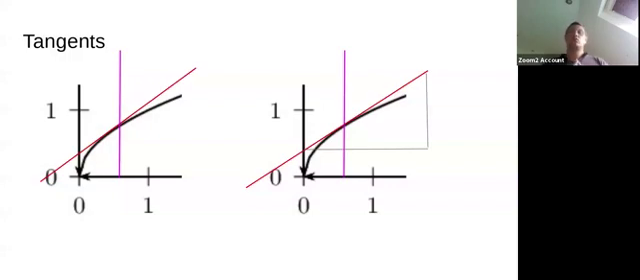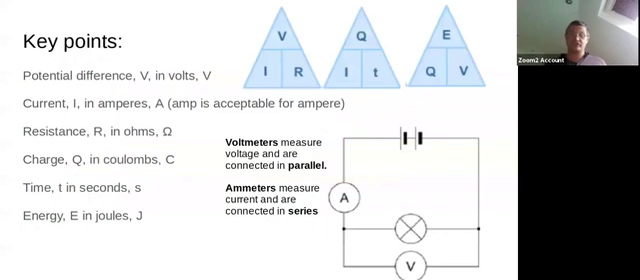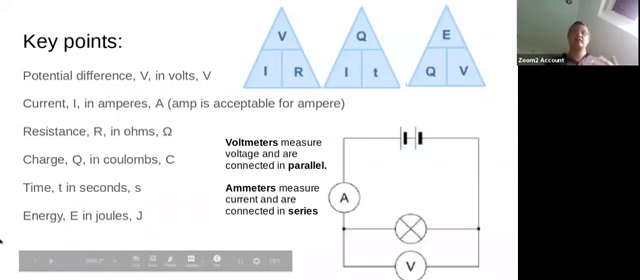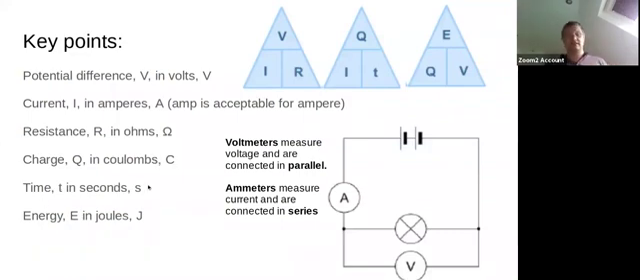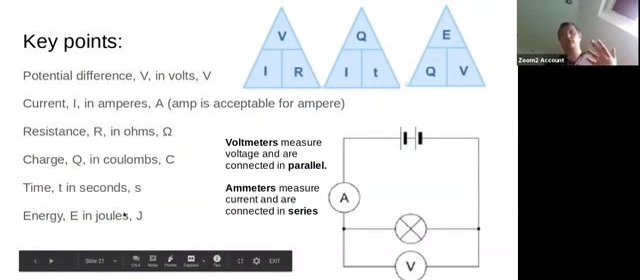Okay, we've covered quite a lot, so here it is all in one slide. Potential difference, the symbol is V and it's measured in volts, which annoyingly the symbol is also V. Current, the symbol for the equations is I. It's measured in amperes, but you can use amp, that's fine. And the symbol for amps is A. Resistance, the symbol is R. It's measured in ohms. The symbol is this Greek letter omega. Charge, the symbol for charge is Q. It's measured in coulombs, the symbol for which is C. Time is T, in seconds, S. Energy is E, measured in joules, capital J.